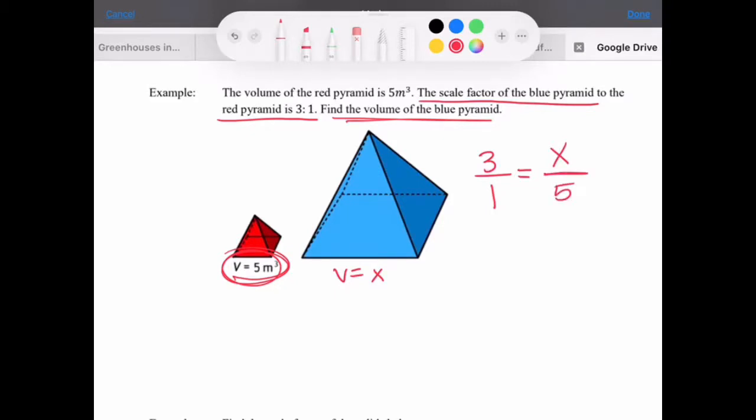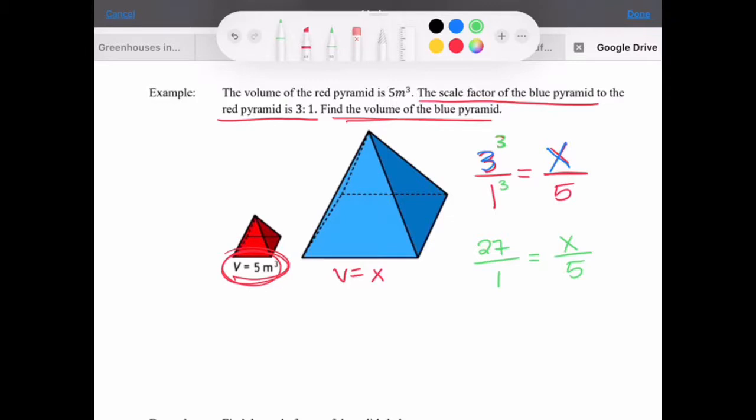Because this is blue to red, and this is blue to red. So our blue, I'll put in blue here. Now remember, we have to cube our scale factor of the pyramid to get the scale factor of the volumes. So we have to cube what's on the left to get our volumes on the right. So 3 cubed is 27 to 1, and x to 5 for the volume.